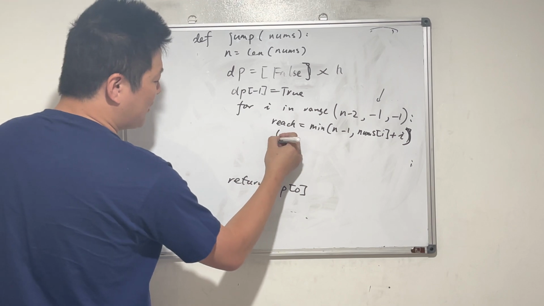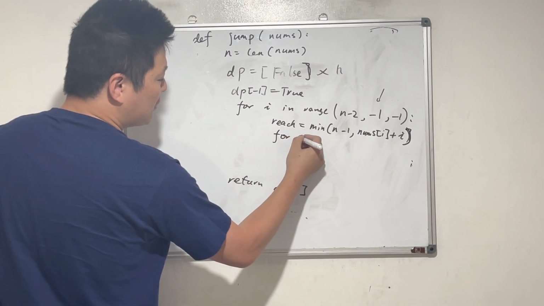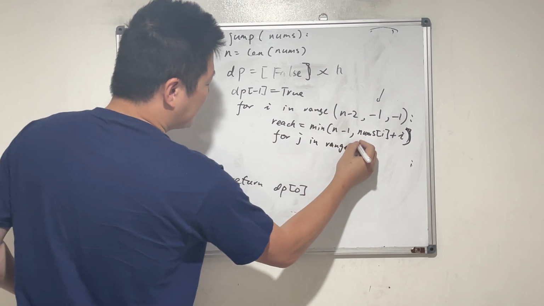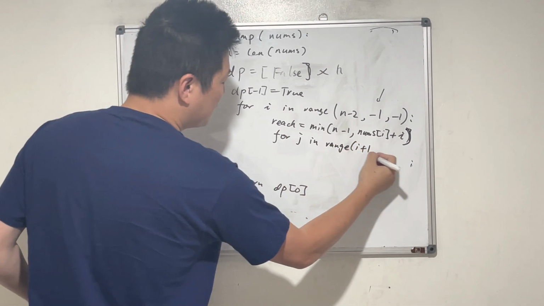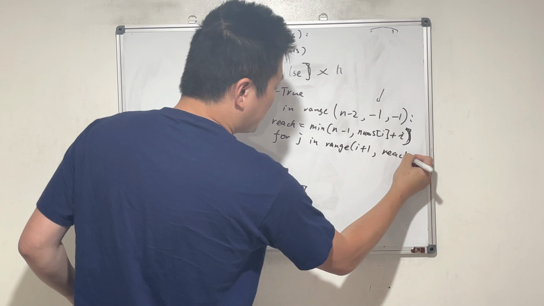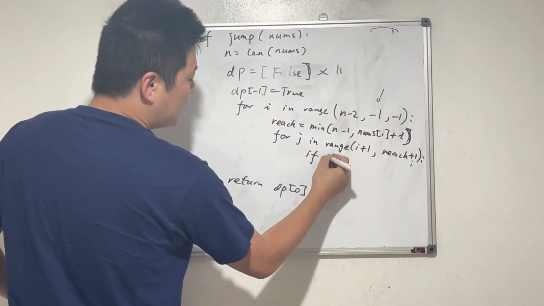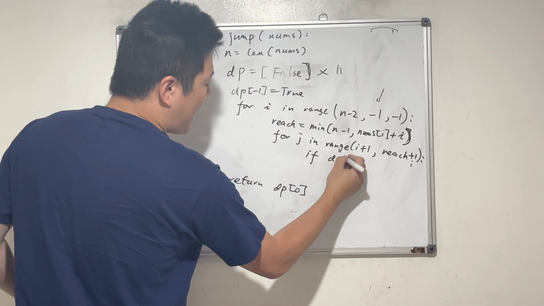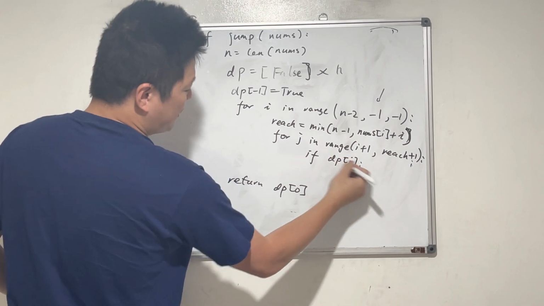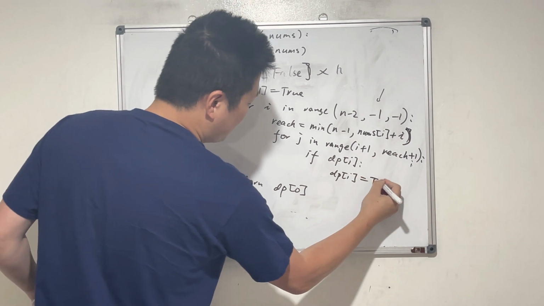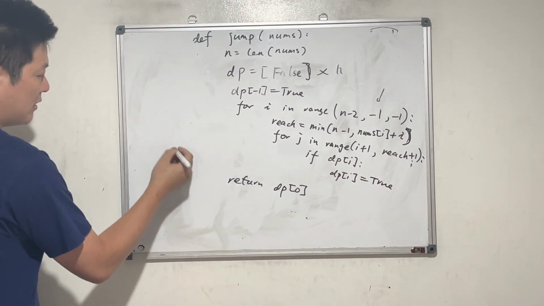And then we can start from what? For j in range, we start from i plus 1 to reach plus 1. And if dp[j] can reach, then dp[i] also can reach. This is very important, right? Very important.